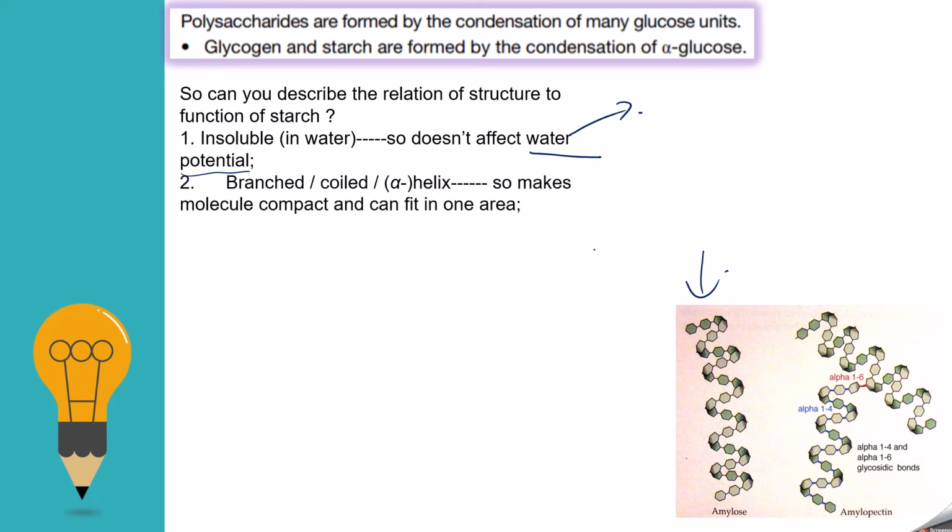Number two, it's branched, and so it's coiled, so like you can see here, there's lots of coiling going on, and as a result it makes it quite compact and can fit into one area. Now you can imagine loose string, and if you scrunch it all up into a bundle, it takes up quite a lot of space. But if you wrap it around neatly around, let's say, a tube, it will take up less space.